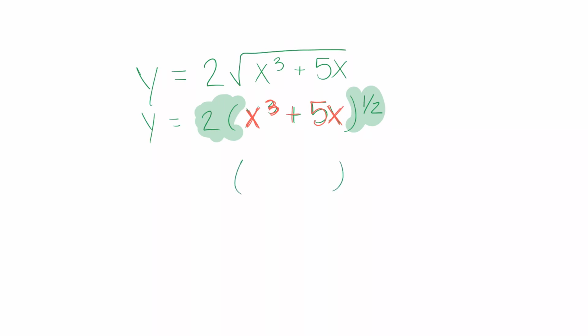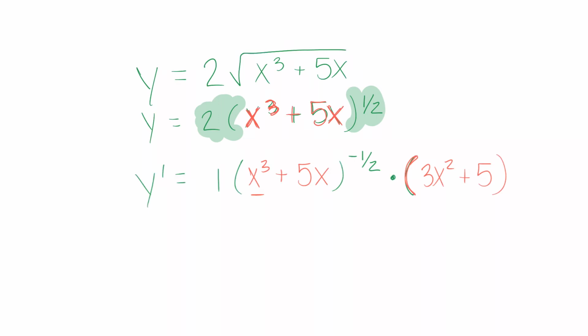I'm going to multiply my half times the 2, just like product law. Well, 2 times a half is 1, and a half minus 1 is negative a half. The inside is still there. I have not touched it. Now I'm going to multiply by the derivative of the inside, my red part. What is the derivative of x cubed? 3x squared. What is the derivative of 5x? Plus 5.